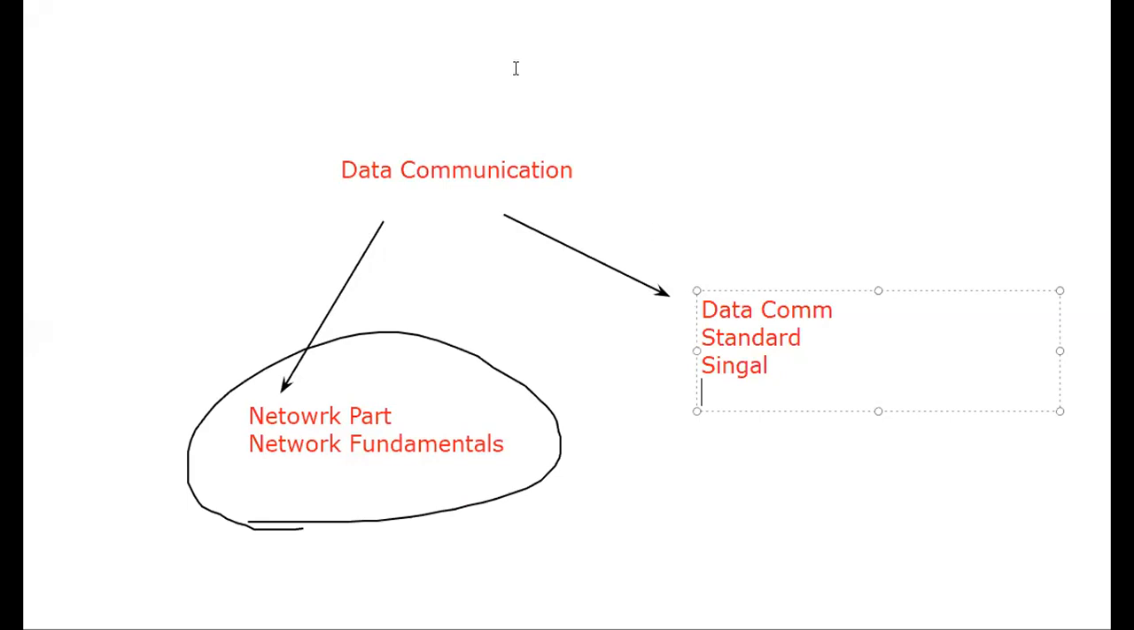So if we say our semester is 4 months, the network part will be 2 months, and the data communication part will be 2 months. And this network part is very important. This portion is very important for your 5th semester, for your 6th semester, and for your 7th semester, because this concept of network will not repeat for you again.